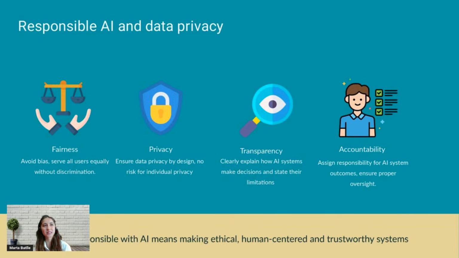AI systems should be systems that take privacy by design, really, so they don't offer additional risks for individual privacy. AI models should be transparent and explainable, meaning that users should understand how they are built, what they do, how they take decisions, and users should also know what their limitations are, what things this AI system can or cannot do. And finally, accountability, which is very important.